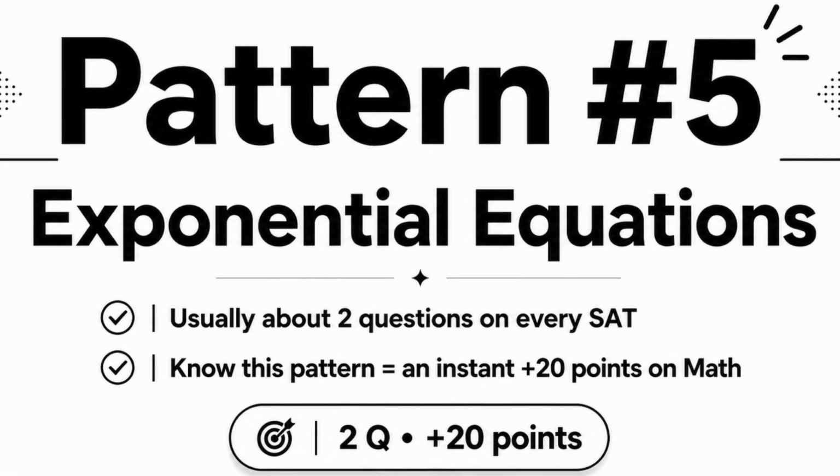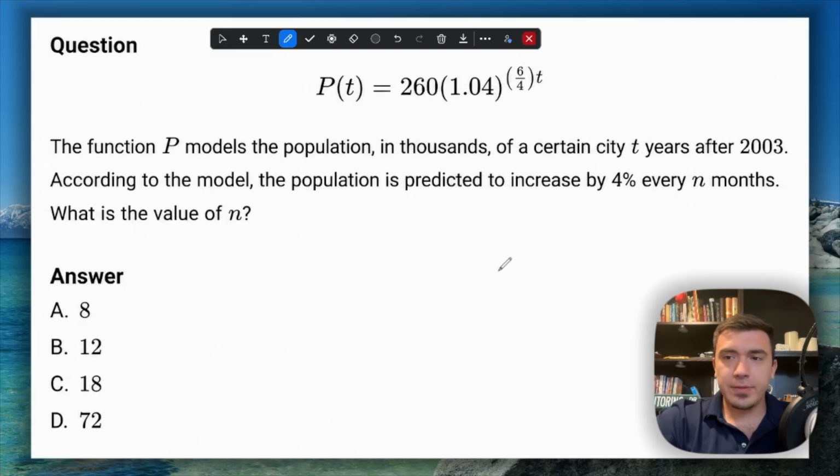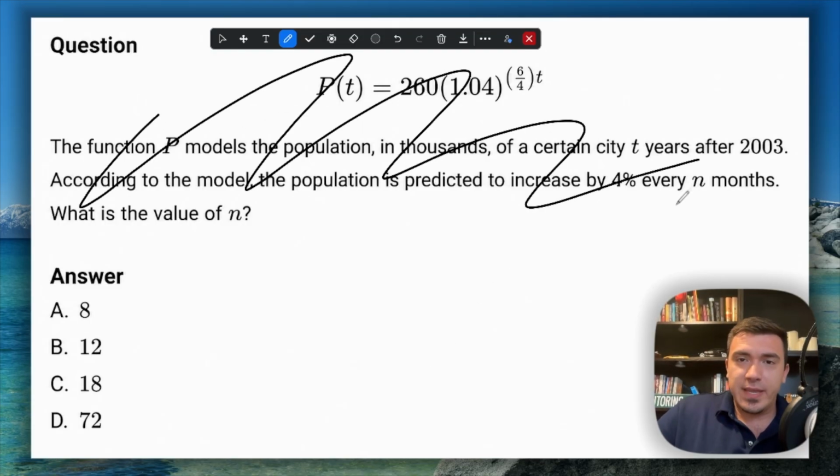Pattern number 5 is going to be on exponential equations. There's usually about 2 of these on every single test. These are super, super common. So knowing this pattern would get you about 20 additional points. So what we're going to do is forget about this problem for 1 second, and we're just going to cover exponential equations and how they work.